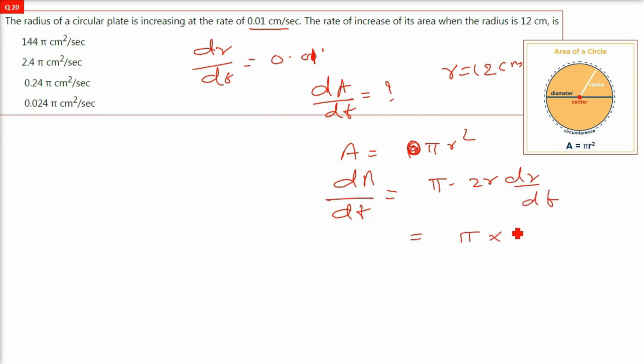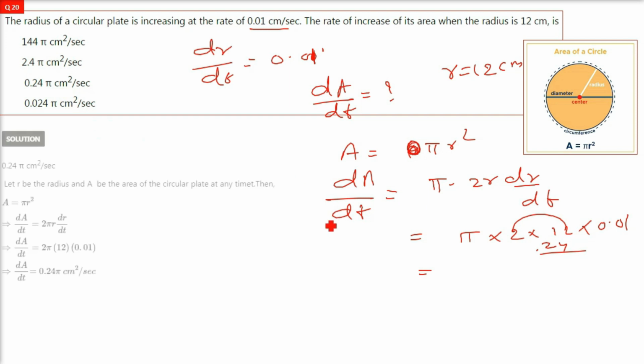dr by dt is already given, r is already given. So pi into 2 into 12 into 0.01. When you compute this, 24 into 0.01 is 0.24. So it is 0.24 pi centimeter square per second. The third option seems to be correct.